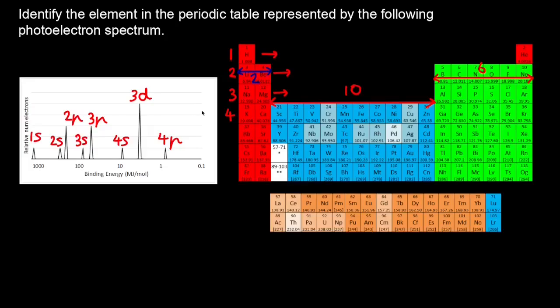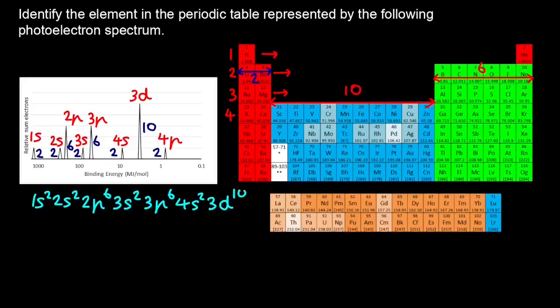So knowing this, we can write the number of electrons against each of those subshells. And as we can determine, the 4p subshell, in this case, takes 2 electrons, according to the scale of this graph. So we can write the electron configuration of our element as follows. And this is the electron configuration of germanium.